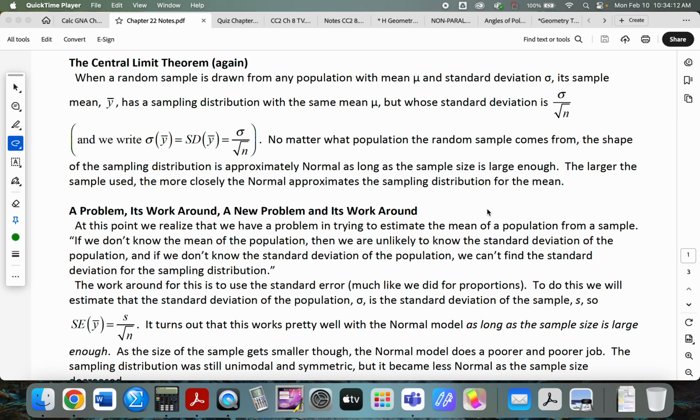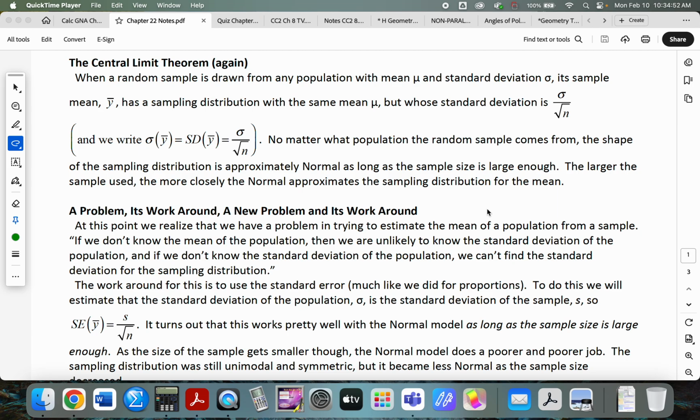No matter what population the random sample comes from, the shape of the sampling distribution is approximately normal as long as the sample size is large enough. The larger the sample used, the more closely the normal approximates the sampling distribution for the mean. I don't think I can say that whole sentence at once.